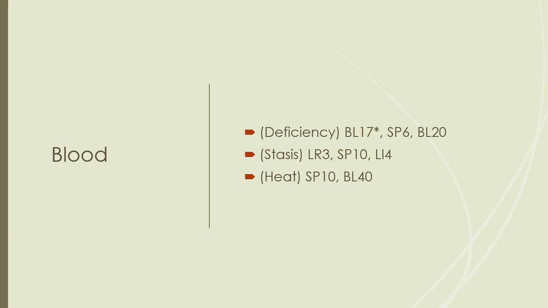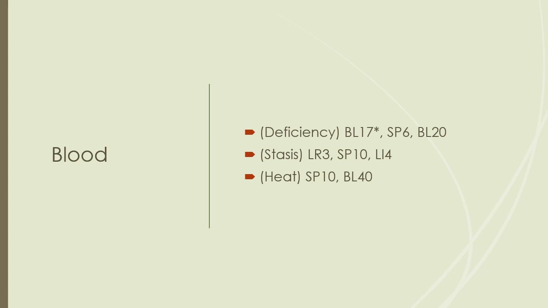Bladder 17 typically will be treated with moxibustion for blood deficiency. Also, it is commonly combined with points like spleen 6 to help to build the blood. Spleen 6 is a point of intersection of the spleen with the liver and kidney, all of which are involved in the making and storage of blood. Also, you may see points like bladder 20, which is the back shu point for the spleen, remembering that the spleen builds the blood.